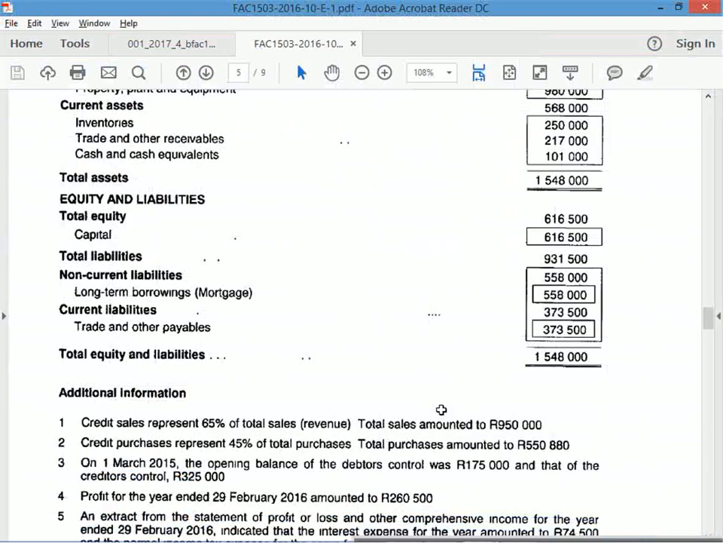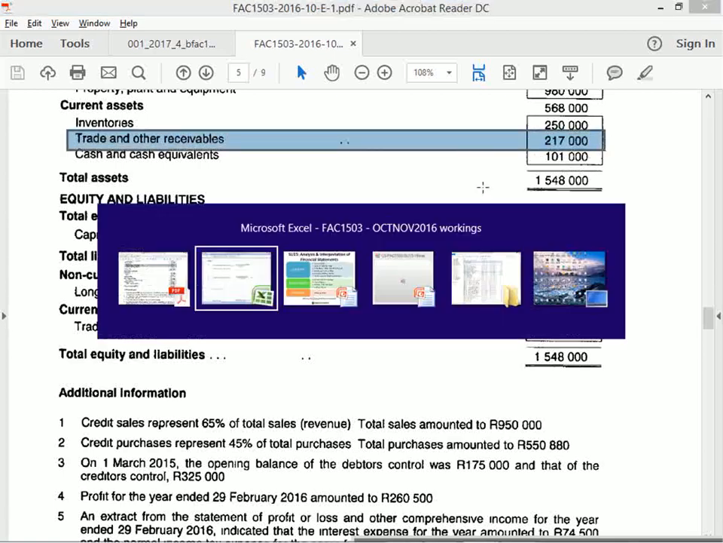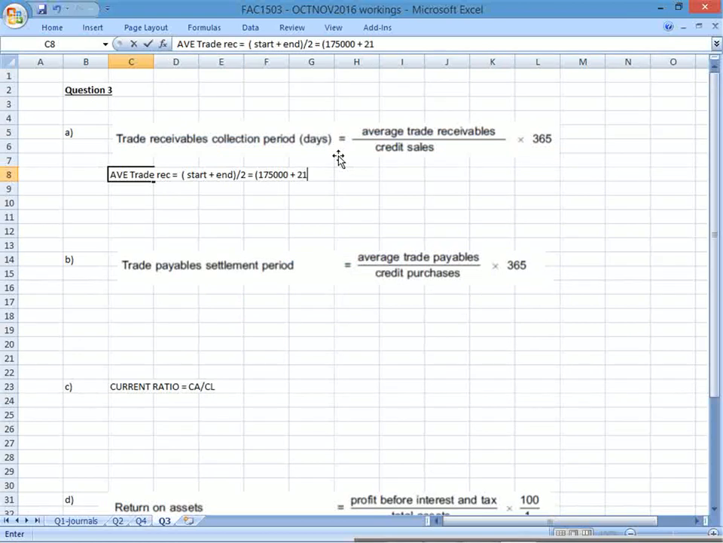175,000 plus. Where's my end? Trade and other receivables. There it is. 217. Okay, so 217 plus 175. Close bracket, divide by 2 equals. Type that into your calculator. You get an answer of 196. There's the average. Okay, next bit.